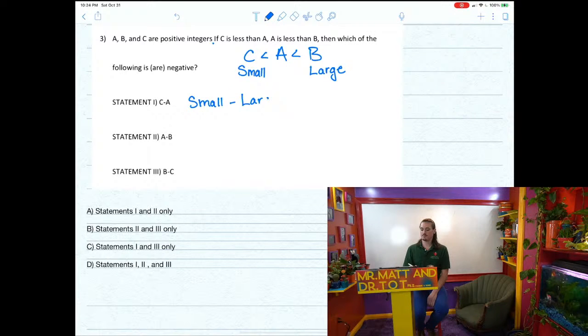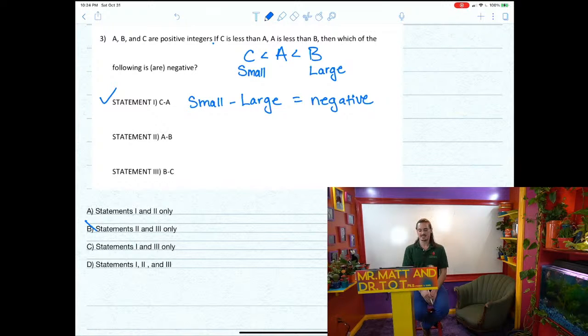Statement 2, A minus B. So relative to A, B is relatively large. So again, this is going to be a small minus a relatively large value, which must result in a negative outcome. So statement 2 is true. So if statement 2 is true, answer selection C does not contain statement 2, so it must be false. So now we just need to check statement 3.